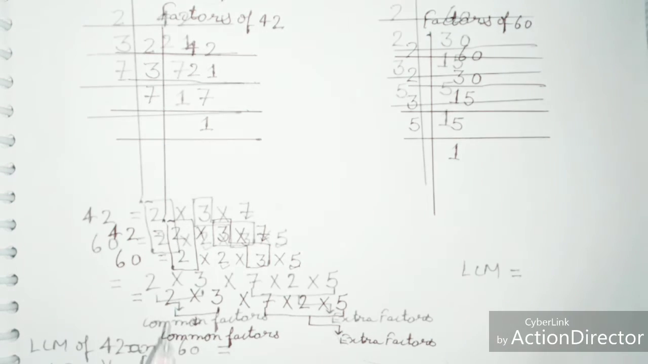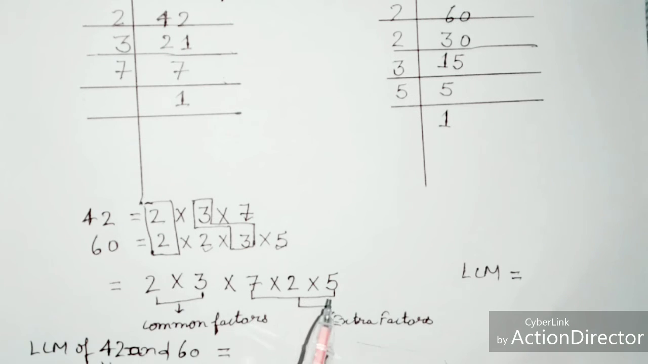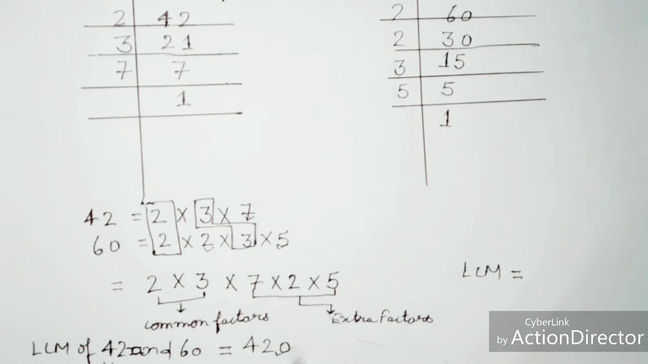Now multiply all these factors of 42 and 60, so we get LCM of 42 and 60. When you multiply all these factors, we get 420. We get product 420. So the LCM of 42 and 60 is 420.